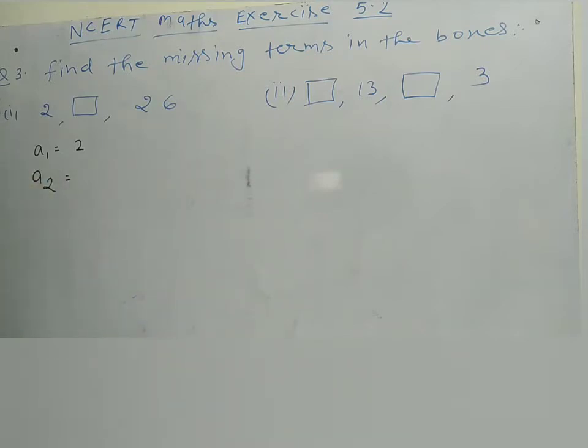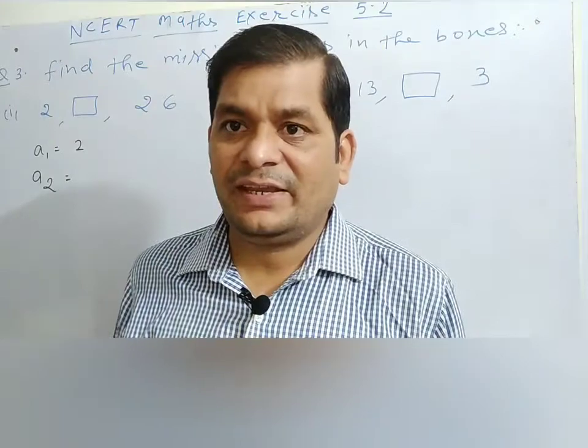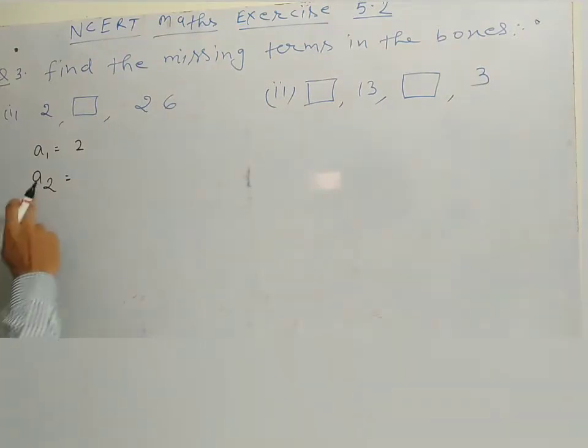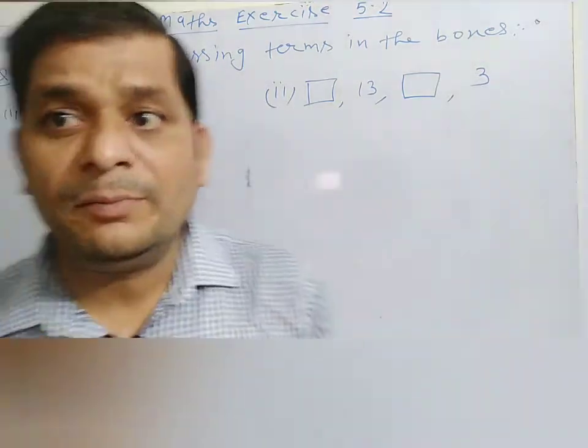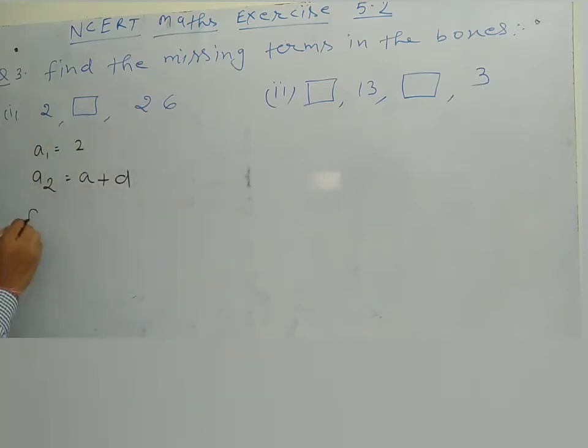As you know, whenever we add D to the first term, then we will get the second term. That means A2 is equal to A plus D. But here we don't know what is the value of D, so leave it. Now this value is given, 26. What is 26? A3. As I have written A plus D is equal to A2, in place of A3 we can write A plus 2D.